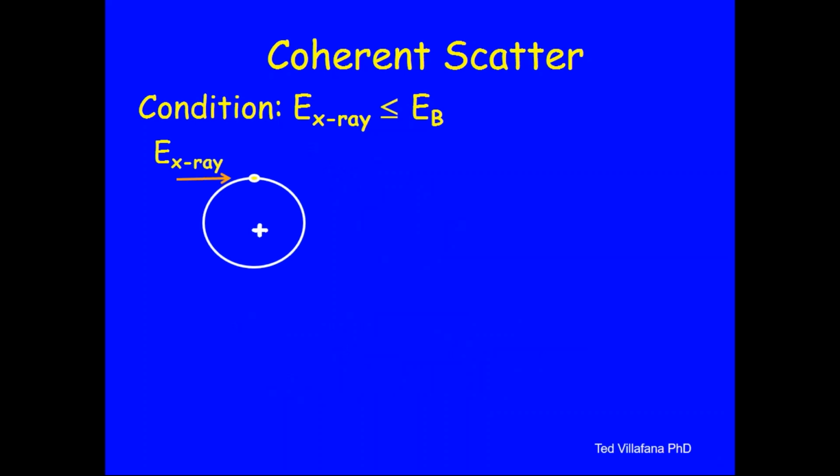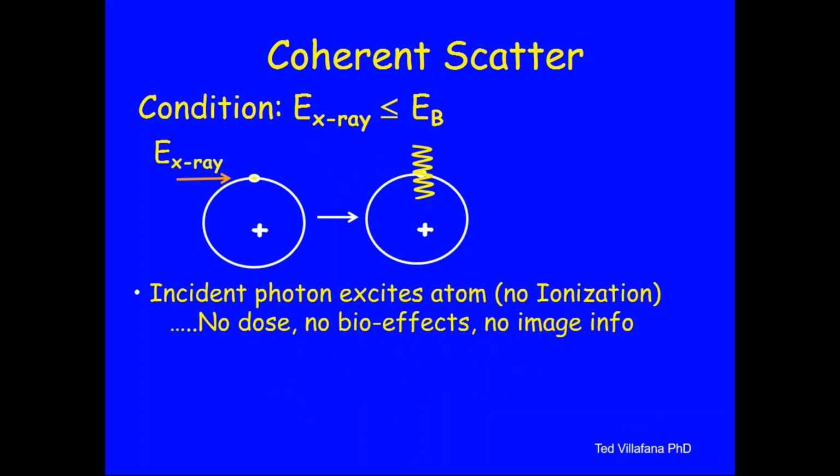But what actually does happen when you have energies less than the binding energies? Well, if you have an energy less than the binding energy, then ionization will not be possible. You cannot have ionization because to have ionization, you have to exceed the binding energy of those electrons.